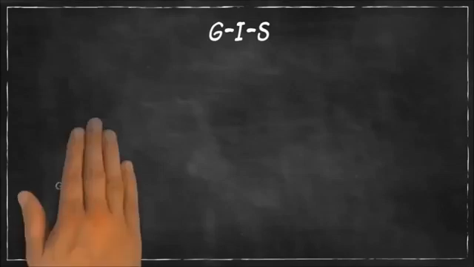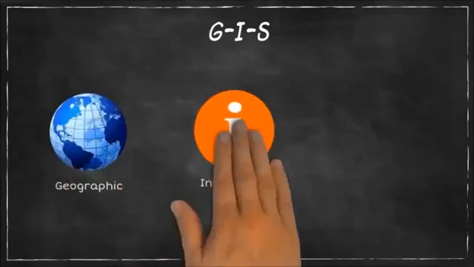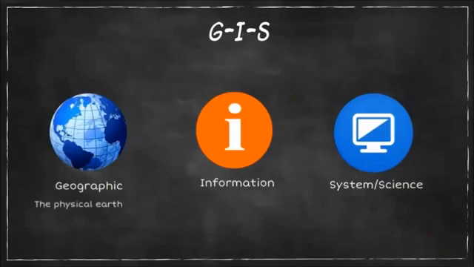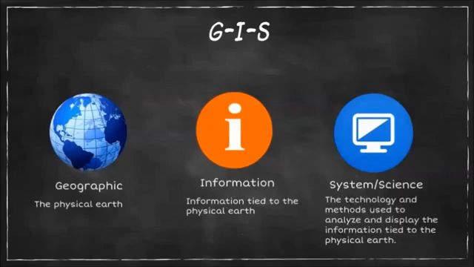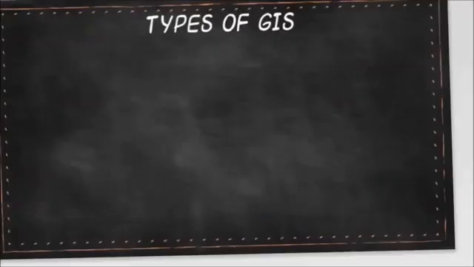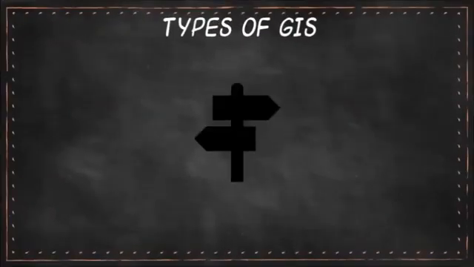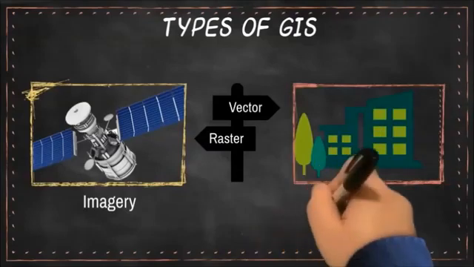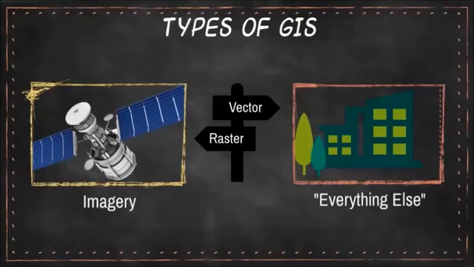GIS stands for Geographic Information System or Science, which means the physical world or space, information that has a location or place in space, and the technology and methods we use to analyze and map the places in space. There are two basic types of GIS information: raster, like pictures from satellites, which we call imagery, and vector, any information with geographic coordinates, which we'll call everything else for now.